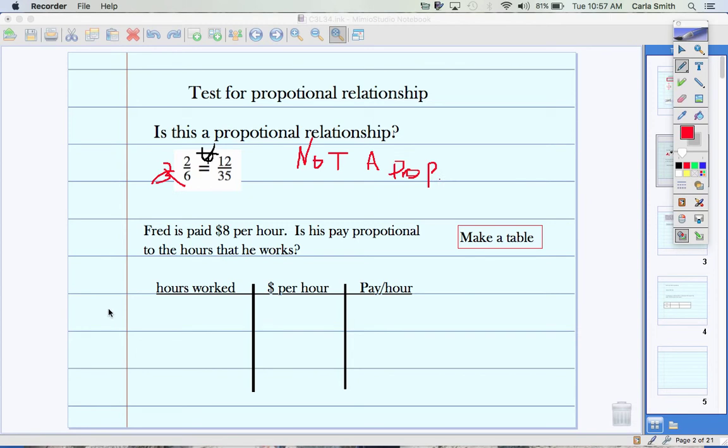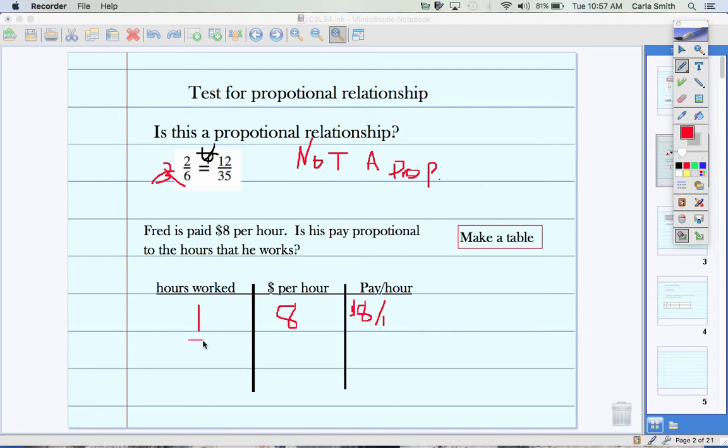Alright, so then let's look below at our next example. And we're going to make a table with this just so we can determine if these are going to be equal. So Fred is paid $8 per hour. Is his pay proportional to the hours that he works? So let's just say he worked 1 hour. So the money he gets paid per hour is $8 per hour. So his pay per hour is going to be $8 per 1 hour.